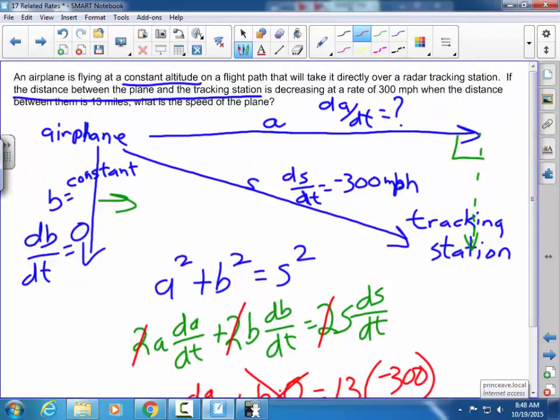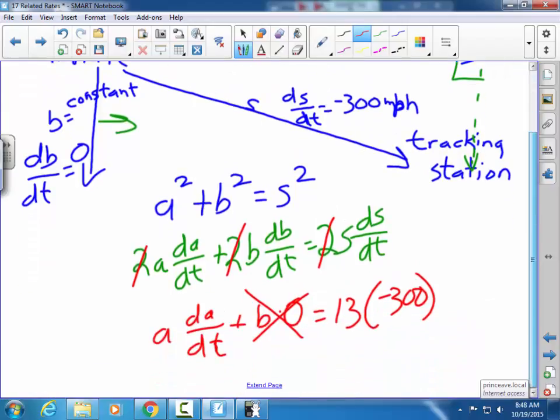I thought A was 13. Is A 13? When the distance between them is 13 miles. Now remember we talked about this. If the distance between the plane and tracking station is decreasing at 300. So we said this diagonal line was the distance between the plane and the tracking station to get our ds over dt. When the distance between them, again, that's got to be talking about the same line. So I think the 13 has to go there.